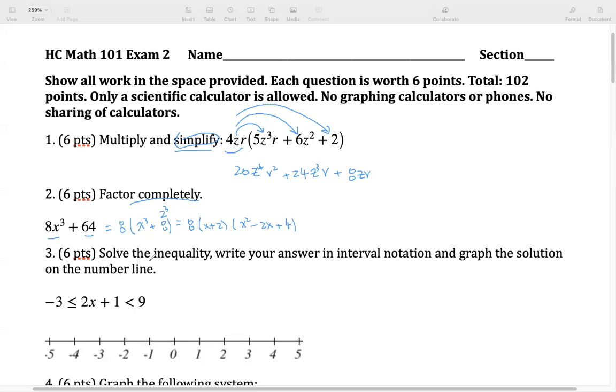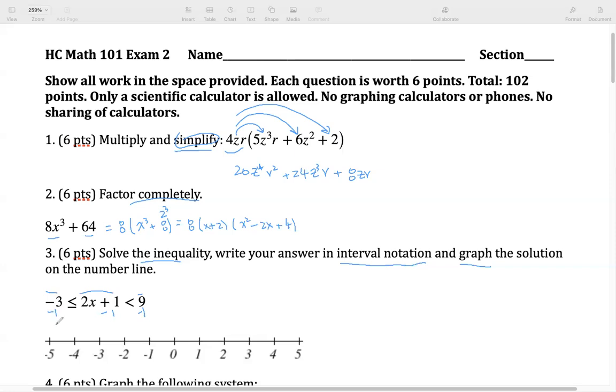So 3, we want to solve this inequality. And we want to write it in interval notation and graph. So 3 things we need to do. And some of us forget to write in interval notation. Well, we have 3 sides, right? We have the left-hand side, we have an expression in the middle, we have a number on the right. So what do we do? We subtract. We focus on the middle because we want to solve for x. We want to isolate x. So we subtract 1 on 3 sides.